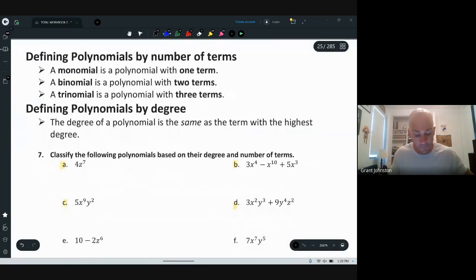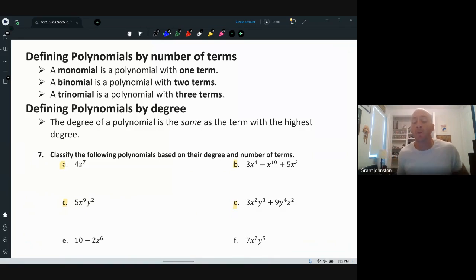5 and 6. So as we name polynomials, when we're speaking about polynomials, we'll be using these sort of terms: a monomial, a binomial, a trinomial. So a monomial is a polynomial with just one term, a binomial has 2 terms, and a trinomial has 3 terms. And we also define polynomials by the degree. The degree of a polynomial is the same as the term with the highest degree.